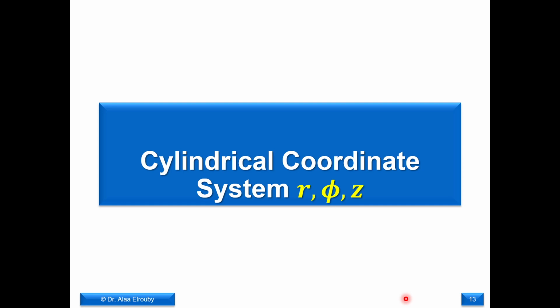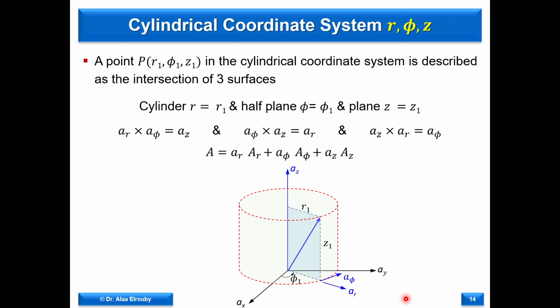Now we're going to move to the cylindrical coordinate system. The cylindrical coordinate system describes a point by the intersection between 3 surfaces. Surface number 1 is a cylinder. Surface number 2 is a half plane. Surface number 3 is a plane. So in the cylindrical coordinate system, we describe the position of a point by r, phi, and z.